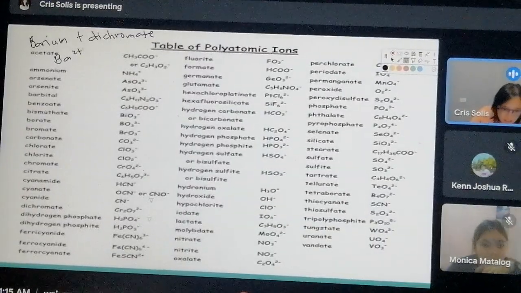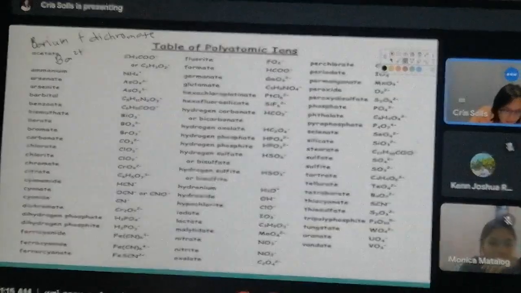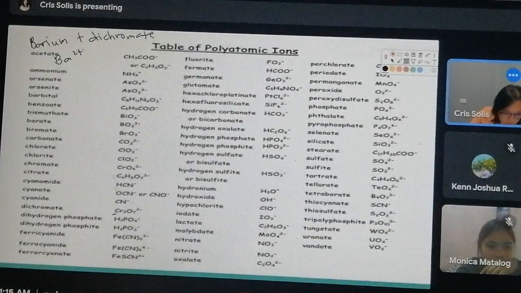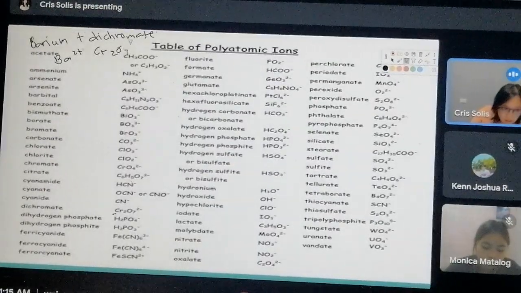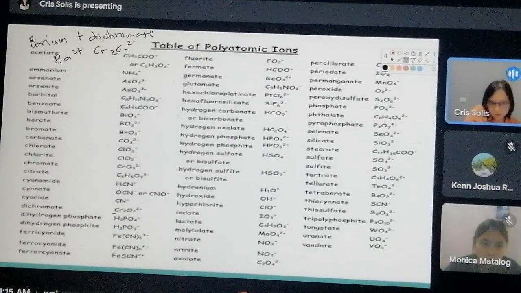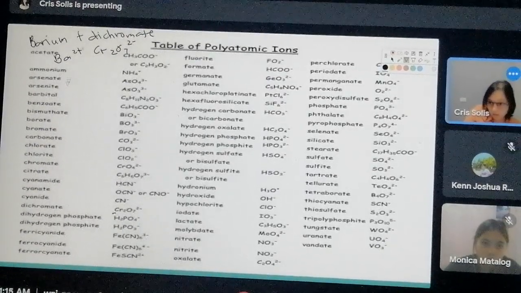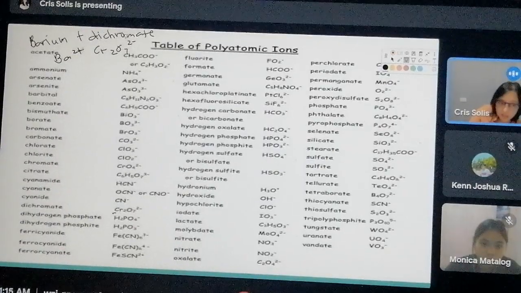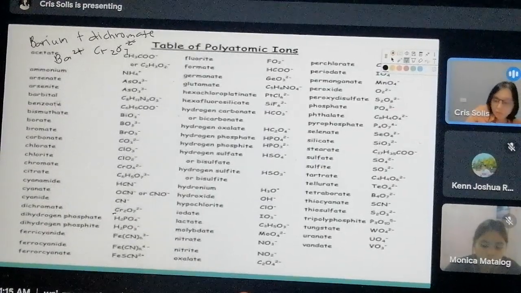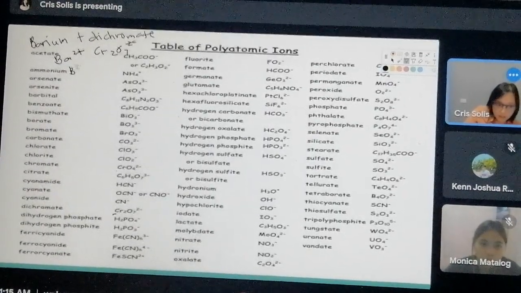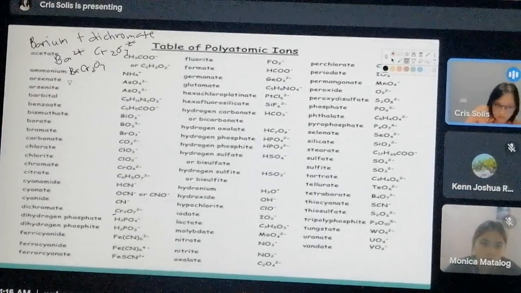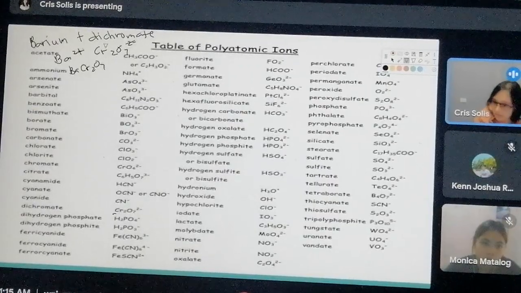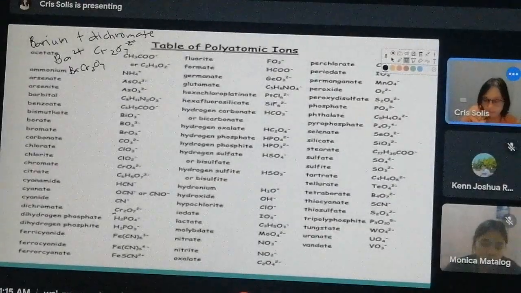Hanapin dito. Nasaan si dichromate? Dichromate, it's this one. It's Cr2O7, 2 negative. So both of them have a charge of 2. Kapag ganyan, cancel na lang natin. Kaya, if we're writing down the formula, it's going to be BaCr2O7. This is barium dichromate. That's the formula for barium dichromate.